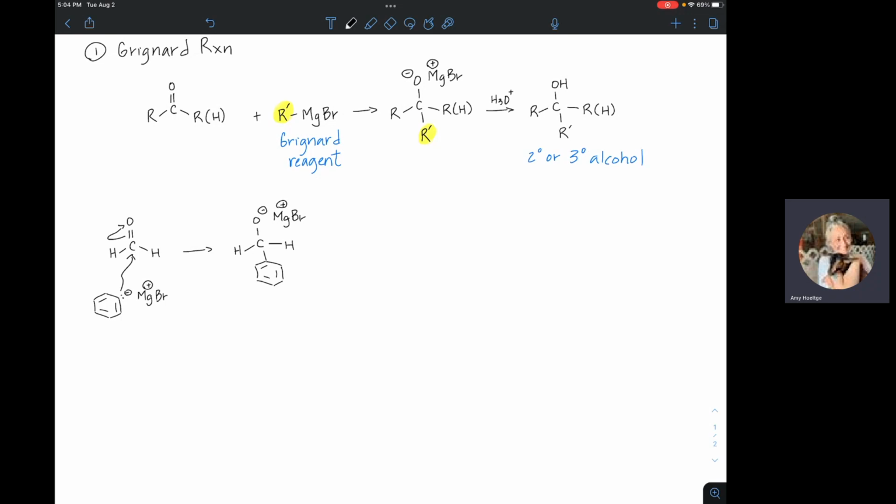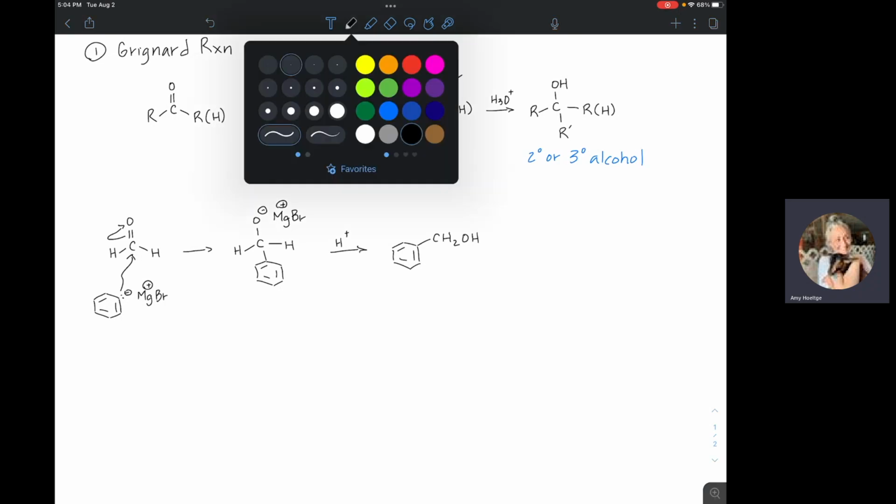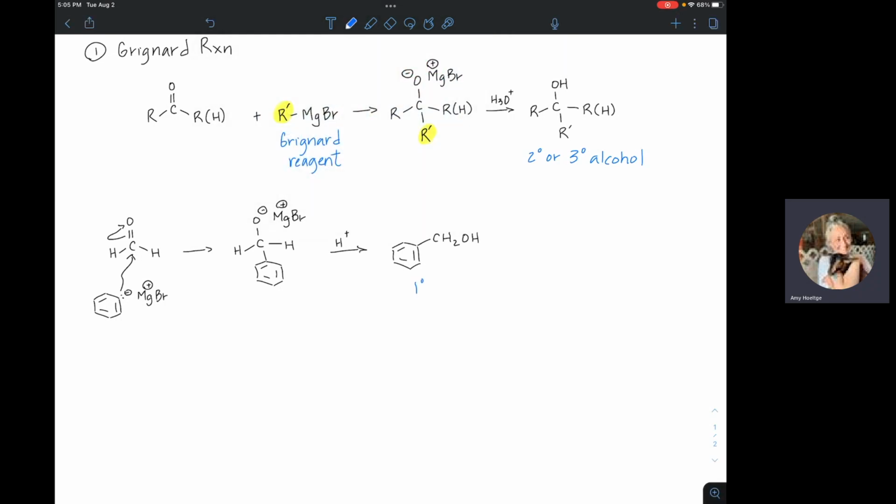And then we're going to protonate this, and we're going to end up with a primary alcohol. If you want a primary alcohol, you need to use formaldehyde. Any other aldehyde, one of those hydrogens is going to be an R group, and so you'd end up with a secondary alcohol. So here we have a primary alcohol.